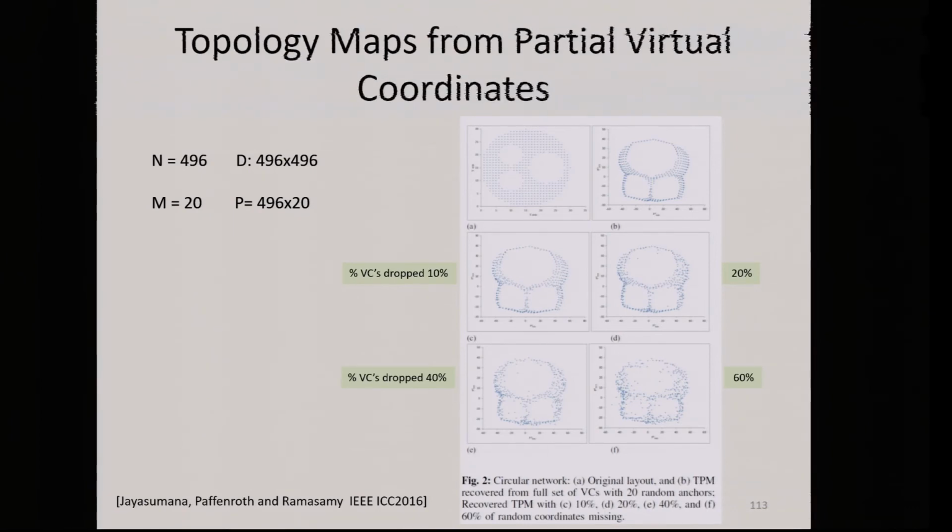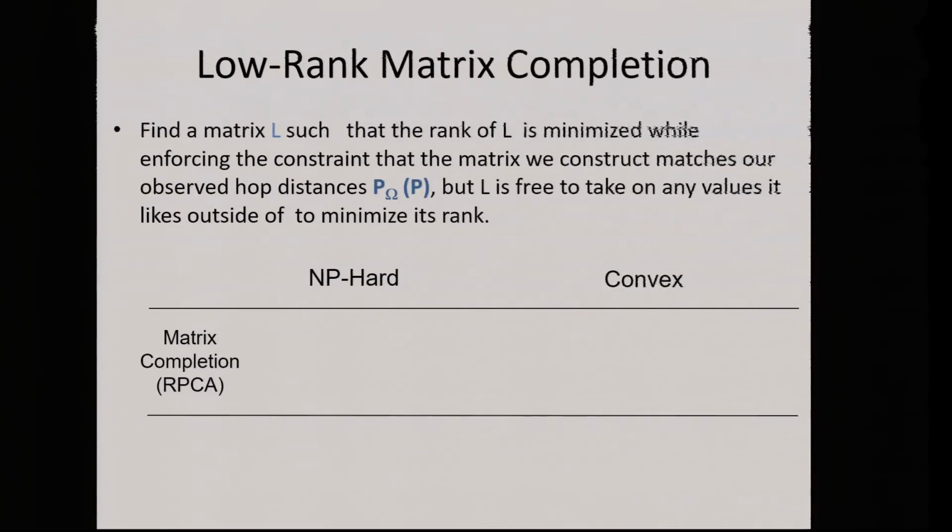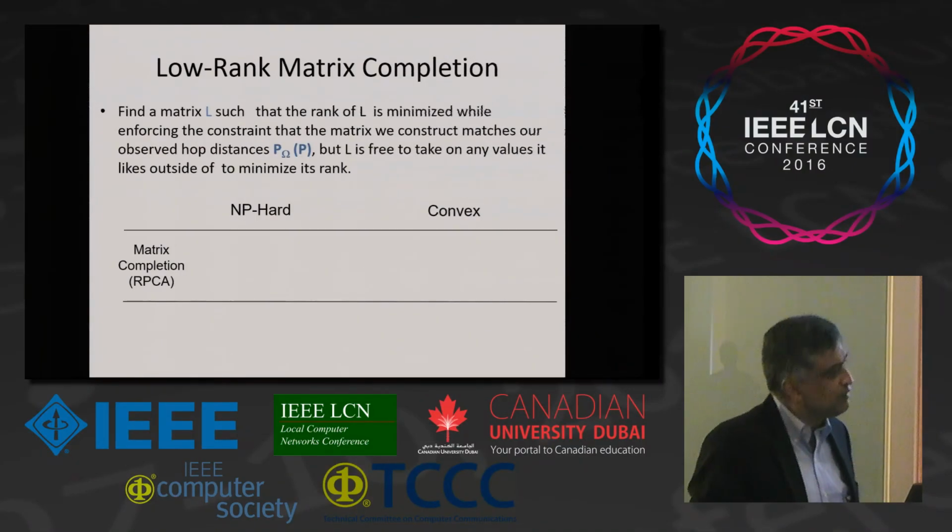So with minuscule information about these elements, I can reconstruct this with a significant amount of accuracy. Why? Because these are low rank matrices. There's this theory that has been developed over the last 10-15 years. It's also related to compressive sensing, which some of you may know about. Low rank matrix completion, right?